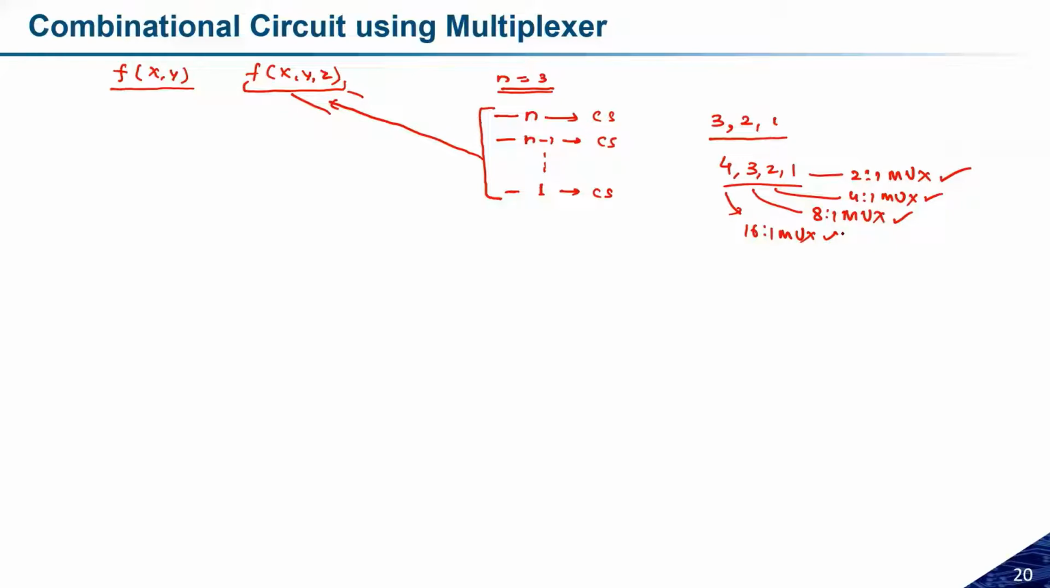Keeping all these things in mind, someone may ask: suppose I have a function and I have to develop it based on the multiplexer, which combination will be the best? Either 16 to 1, 8 to 1, 4 to 1, or 2 to 1. Which multiplexer do I need to use, because I have 4 possibilities? How will I decide which possibility is good to design that combinational logic?